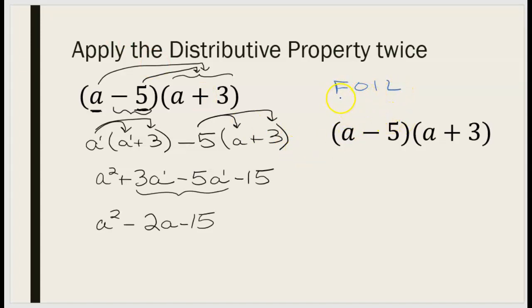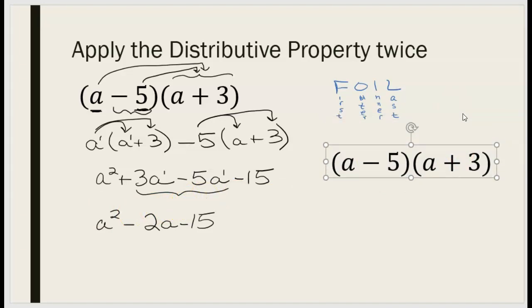So here we go. The F stands for first. The O stands for outer. The I stands for inner, and the L stands for last. Now, let me show you how we are going to apply this. And I still need even more room. All right. Okay, so here we go.